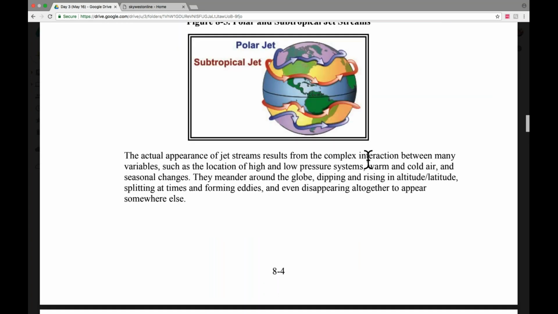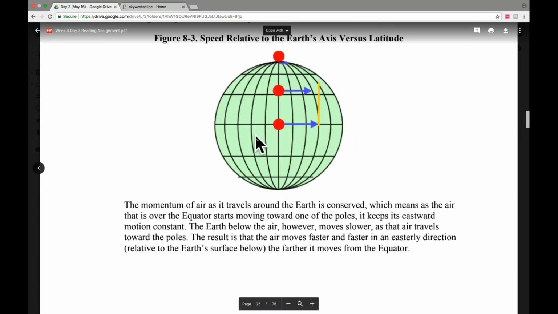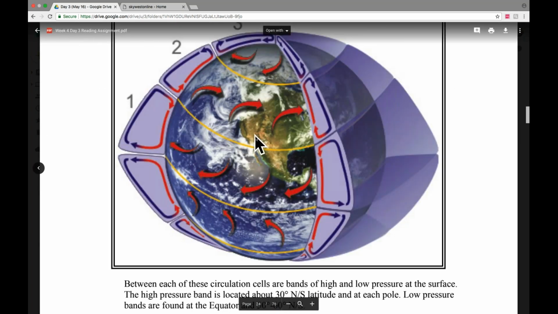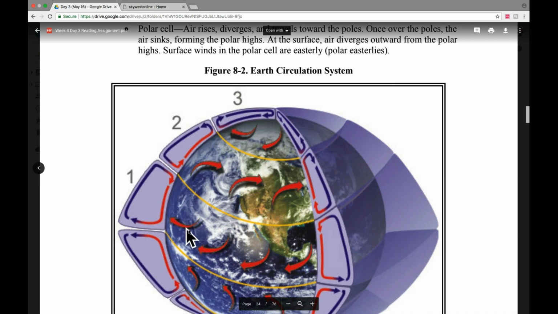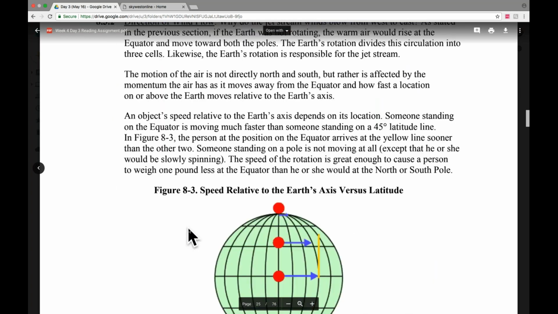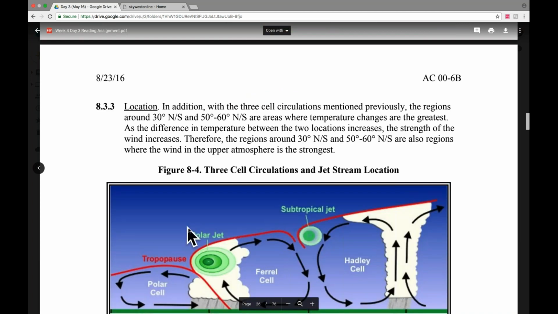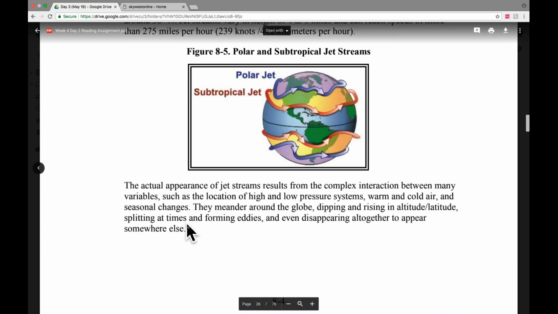The actual appearance of jet streams is the result of complex interactions between many variables, such as location of high and low pressure systems, warm and cold air, and seasonal changes. So contrary to this picture, they don't just sit in the same latitudes. It's going to vary depending on temperature, seasons, Earth's rotation, things of that nature.